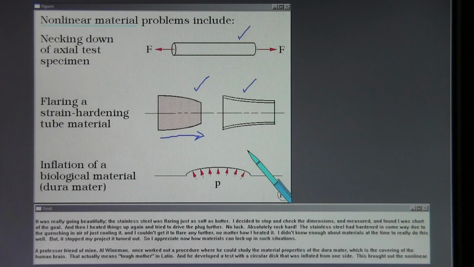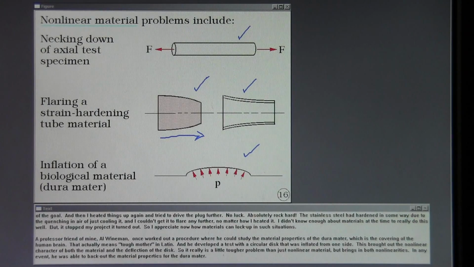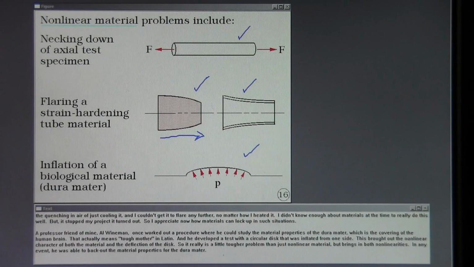A professor friend of mine, Al Weinman, once worked out a procedure where he could study the material properties of the dura mater, which is the covering of the human brain. It actually means tough mother in Latin. And he developed a test with a circular disc that was inflated from one side. This brought out the nonlinear character of both the material and the deflection of the disc. So it really is a little tougher problem than just nonlinear material, but brings in both nonlinearities. In any event, he was able to back out the material properties for the dura mater.